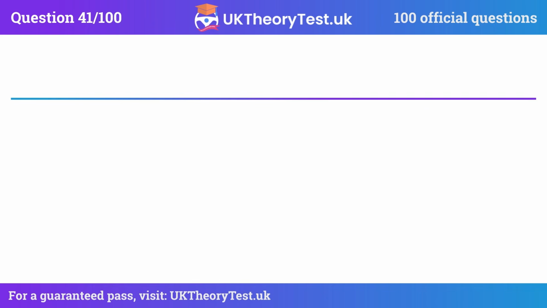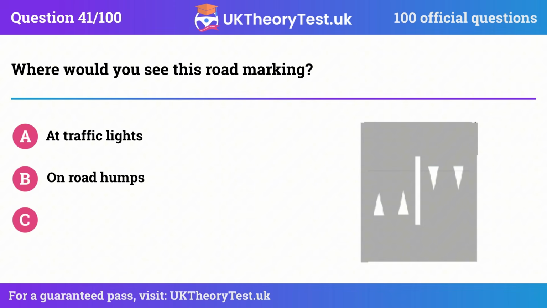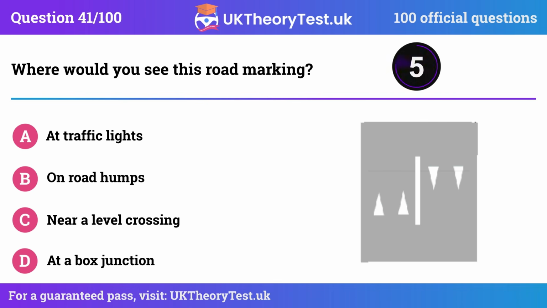Question 41. Where would you see this road marking? A. At traffic lights. B. On road humps. C. Near a level crossing. D. At a box junction.